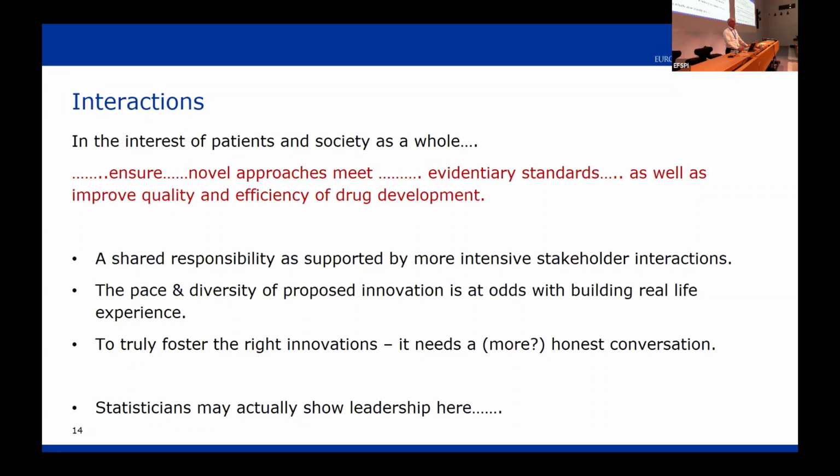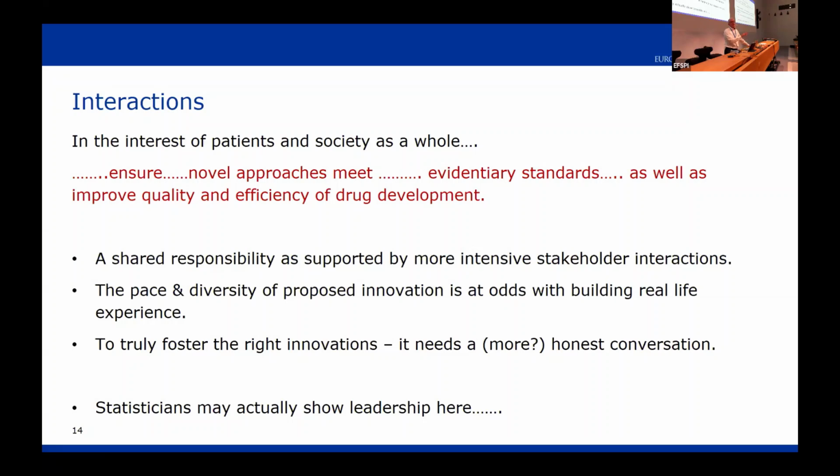The other one, the pace we see, is also challenging. ICH E9 was built on years and years of practical experience. The estimand framework was the starting sign for building experience. Totally different ball game, I would say. So we introduced something that we actually did not fully understand in its practical consequences. But we need to deal with that because there are opportunities to improve.